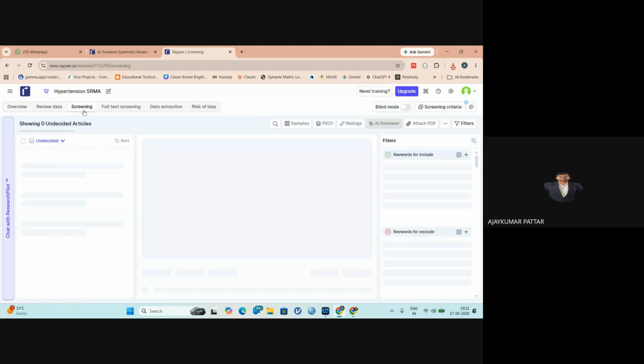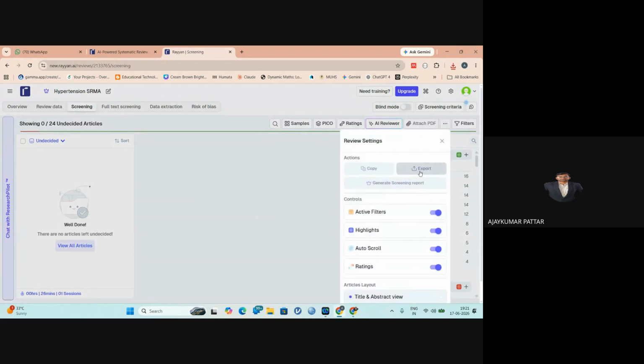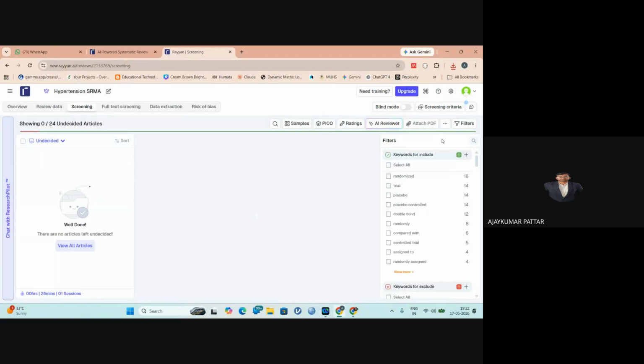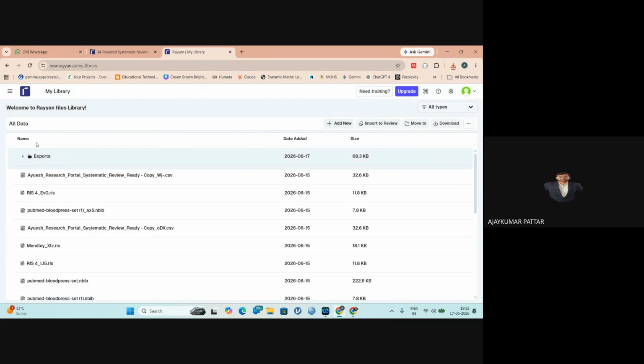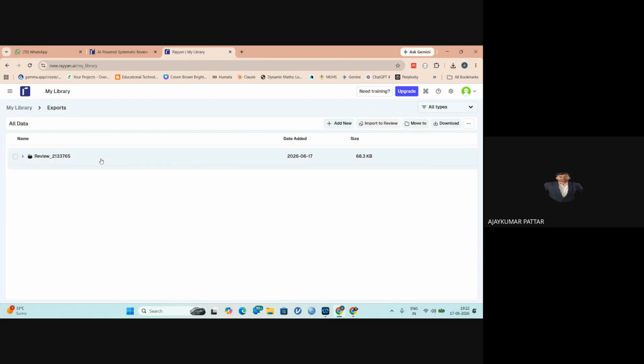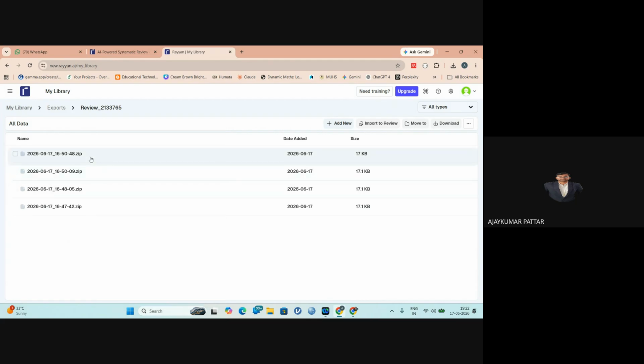What I have done, I clicked screening and clicked export and other things, but I was looking for downloading here. In Rayyan it will not download directly to the desktop. We have to go to my library. It is downloaded in the folder of exports. So click on the folder, then open, then here if you click download, only then will it download to the computer. Is it clear?